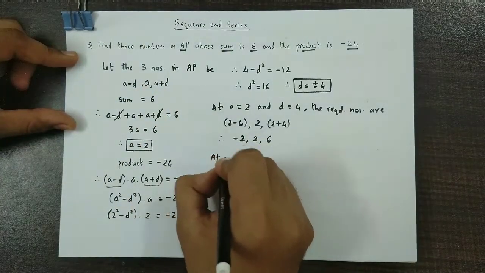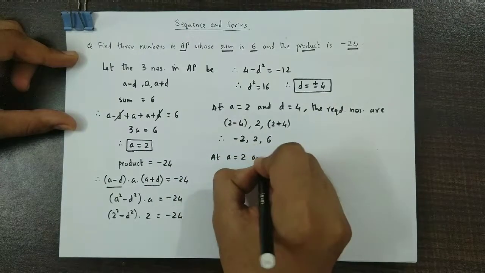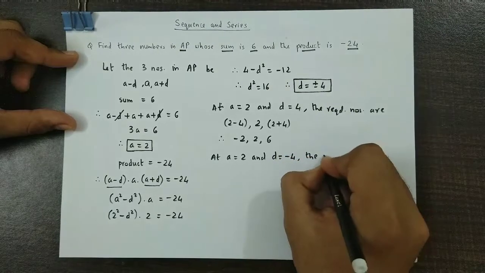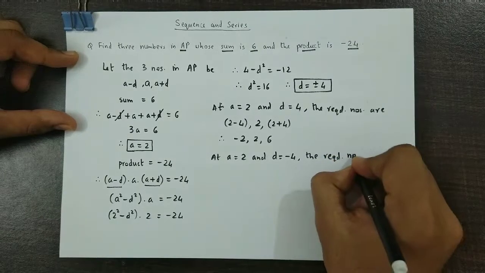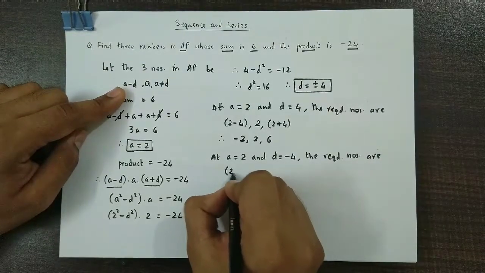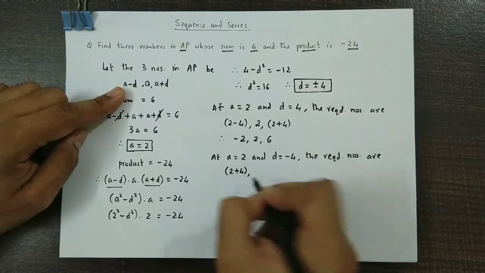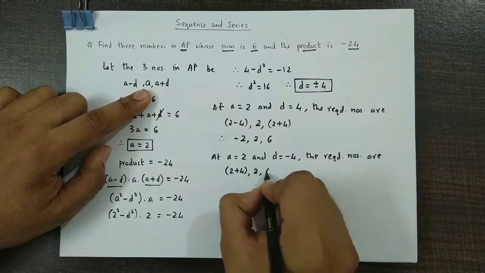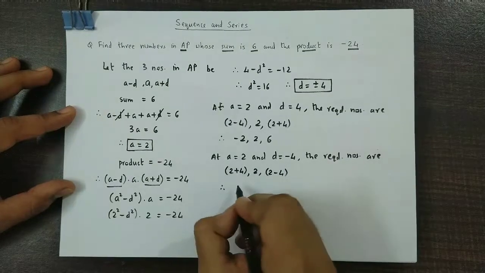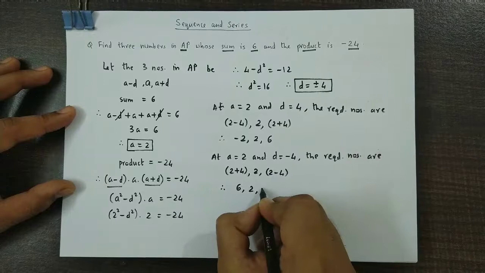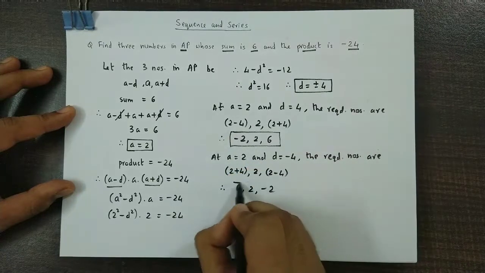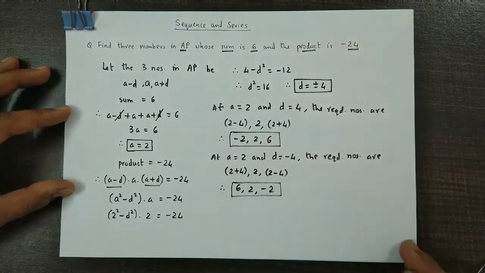And second case would be at A equal to 2 and D equal to negative 4, the required numbers are, again we follow this, A minus D, so that becomes 2 minus minus 4, so it becomes 2 plus 4. Next comes A, that is 2, and A plus D, so 2 plus minus 4, that's 2 minus 4. So therefore, the second set would be 6, 2, minus 2. So these are the required numbers, minus 2, 2, 6, or 6, 2, minus 2.